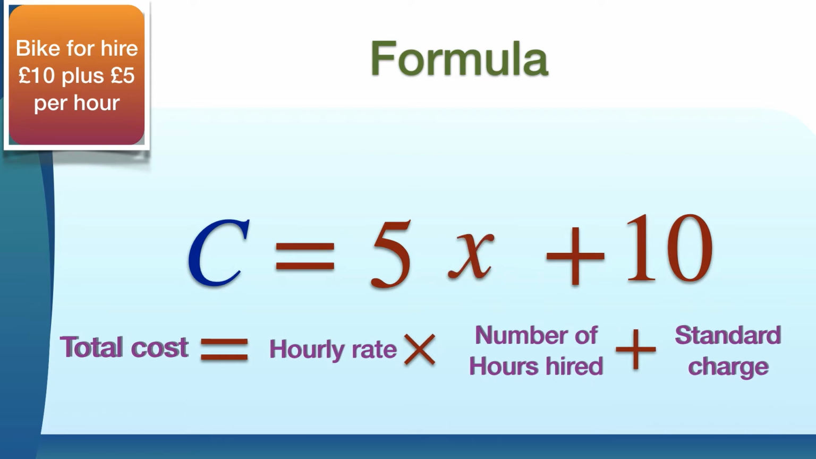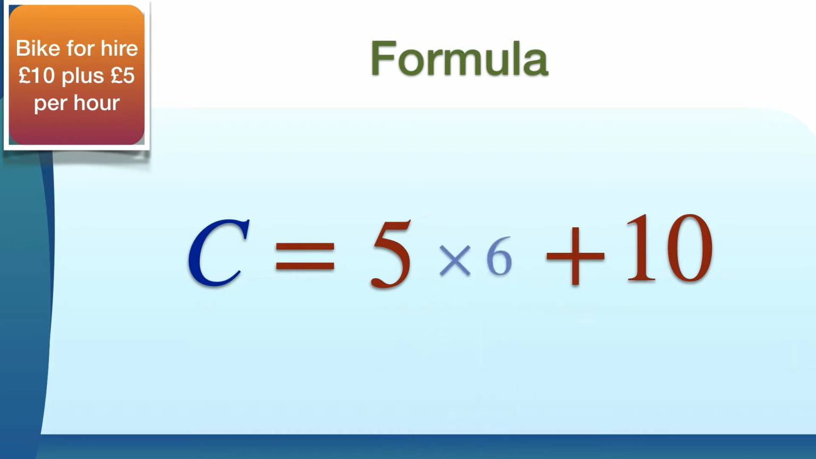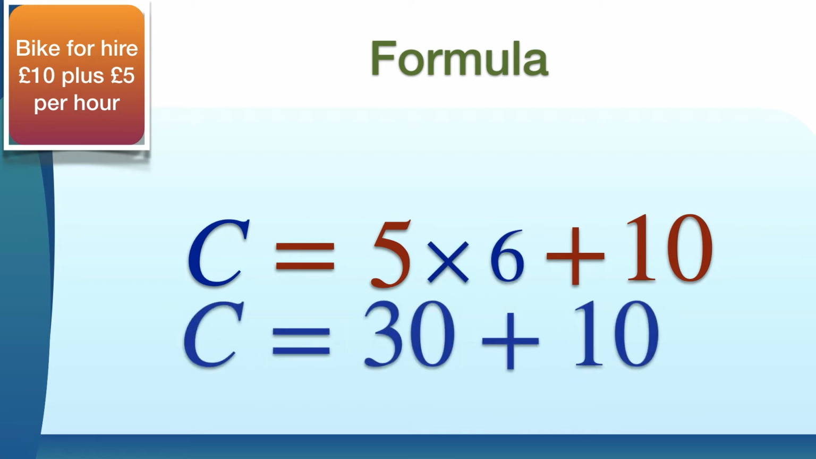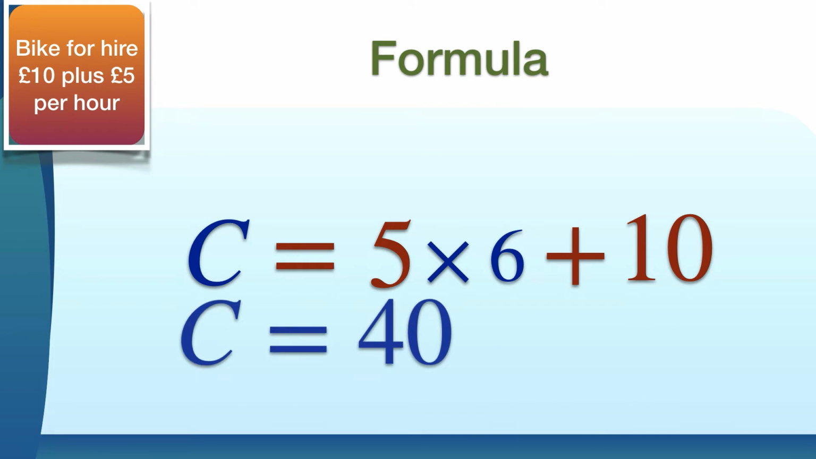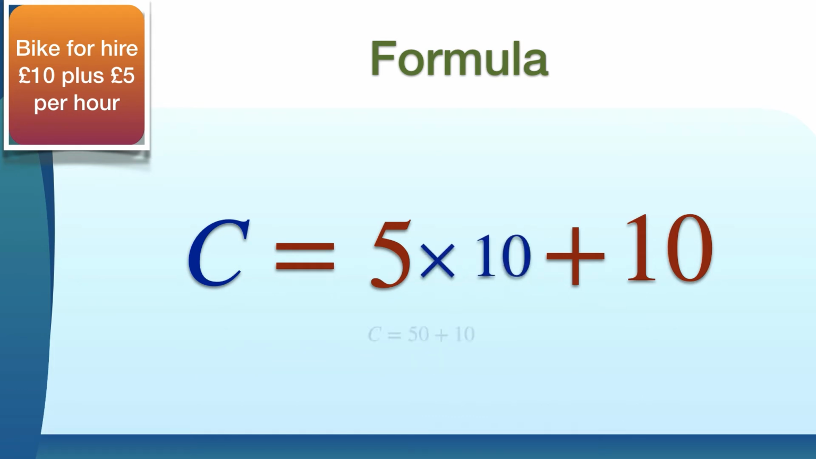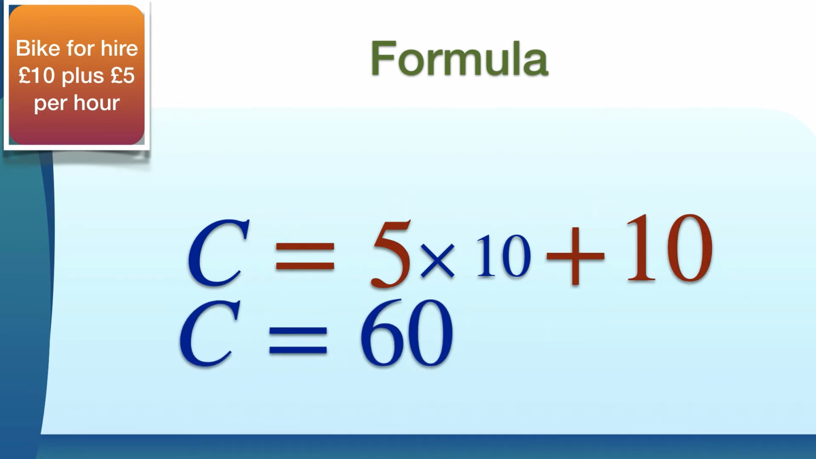This formula tells us how to find the total cost of the bike hire C for any given number of hours x. So if you want to hire the bike for say 6 hours, the formula tells us to multiply the number of hours, in this case 6, by 5 and add 10 to give the total cost. So this gives a total cost of £40. If you hire it for 10 hours, we substitute 10 into the formula and we get the total cost of £60.